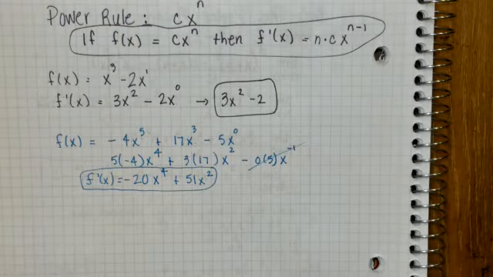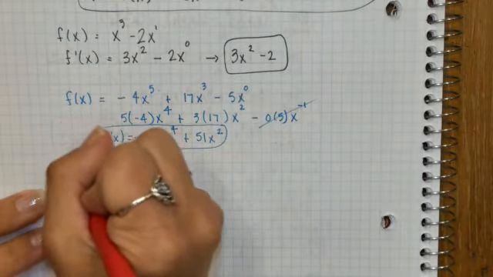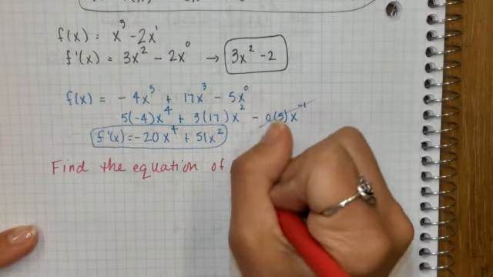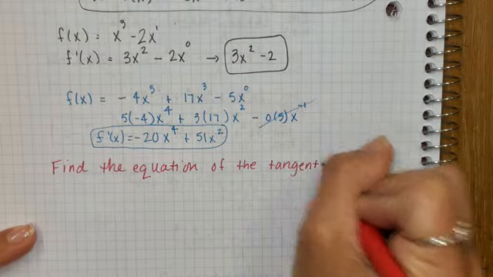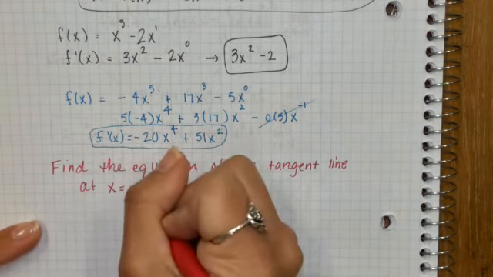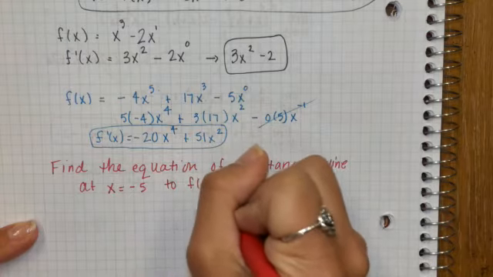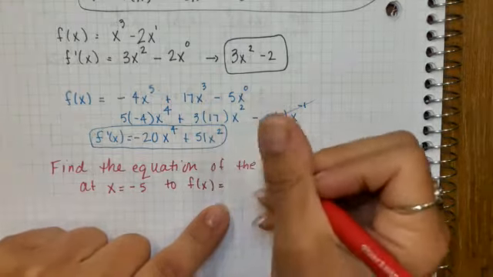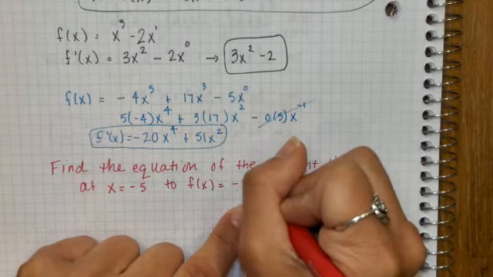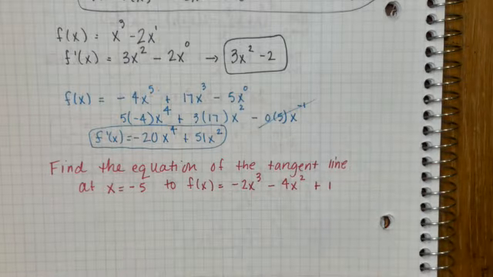Now, if I ask you to find the equation of a tangent line at a specific point, so let's say, let's find the equation of the tangent line at x equals, how about negative 5, to the f of x equals, how about, oh, I don't want to do super huge numbers, but whatever, negative 2x to the 3rd minus 4x squared plus 1.